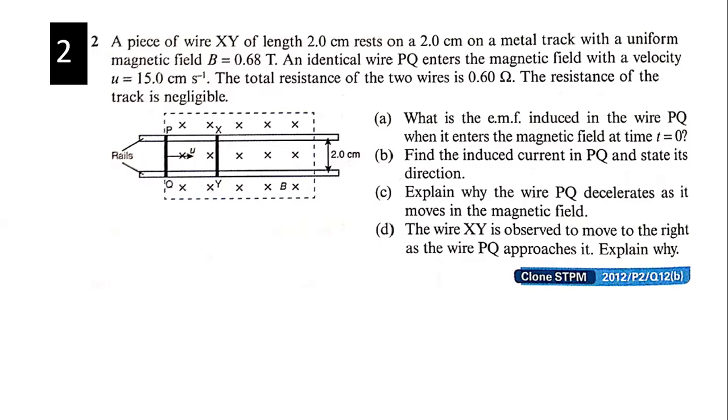Can or not? Yeah, the answer is there. Induced current moves from Q to P, moves along the rail, moves along XY, and then goes back. So between XY, the two currents are in opposite direction. So they repel each other. That's the reason why XY is moving.